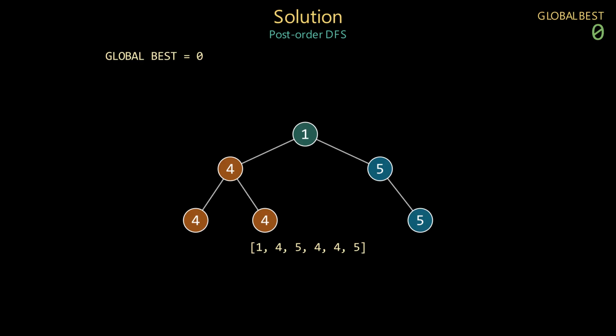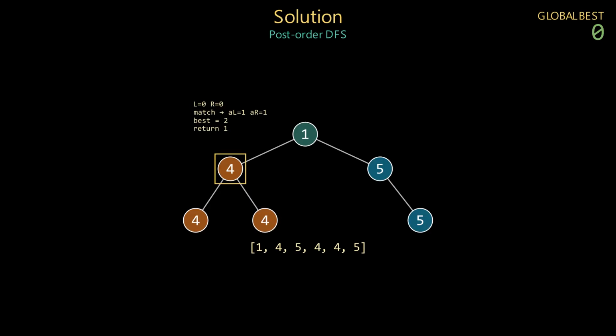One global tally, best, tracks the longest same value path we have seen anywhere. It starts at 0. A null child is an empty branch, the recursive call returns 0, no edges to add. First post-order visit is the deeper left 4, a leaf. Child DFS values are 0, no matching children to extend, so we return 0. The deeper right 4 is symmetric, zeros in, no arms, return 0.